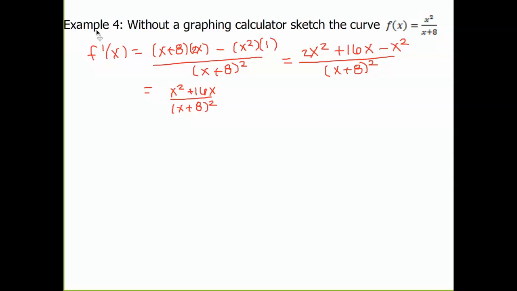And our critical points come from when the derivative equals 0 or does not exist. So the zeros come from the numerator, and the does not exist come from the denominator. And in this case, we already know the denominator does not exist at -8, and our zeros of the numerator are 0 and -16.